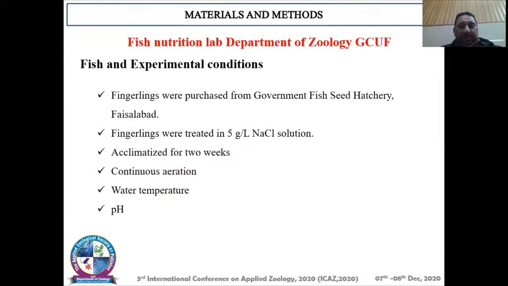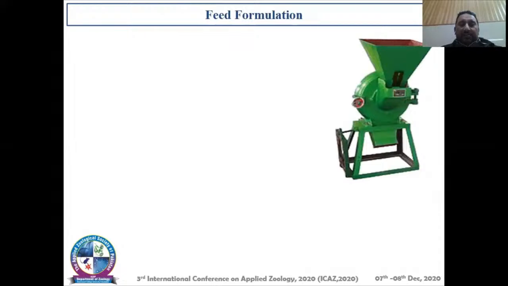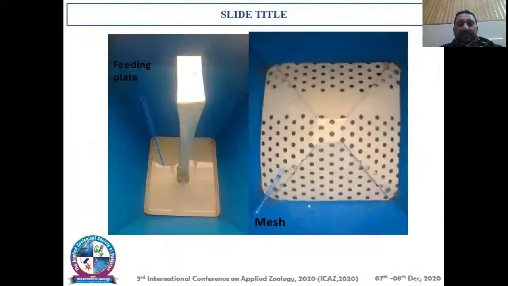Materials and methods. Fish and experimental location. First, the fish were purchased. Fingerlings were purchased from a fish hatchery and treated with NaCl solution, then acclimatized for 2 weeks with continuous aeration, with water temperature and pH measured. This is the ingredient composition and feed formulation. Firstly, the ingredients were purchased, analyzed, ground, and mixed in an electric mixer.